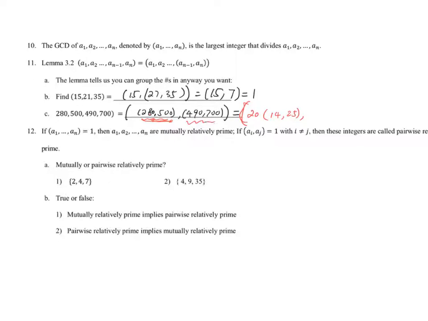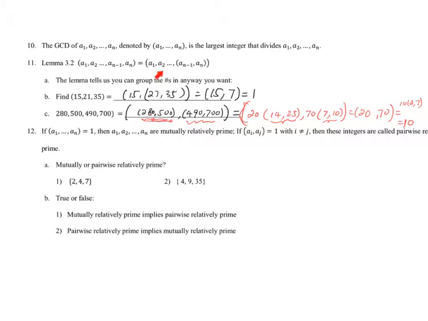For the second part, I can factor out 70. I'm left with 7 and 10. Now, 14 and 25 are relatively prime, so this is going to be 20 times 1. And 7 and 10 are also relatively prime, so that gives 70. And then I can factor out the 10. I'm left with 2 and 7. Therefore, this is 10.